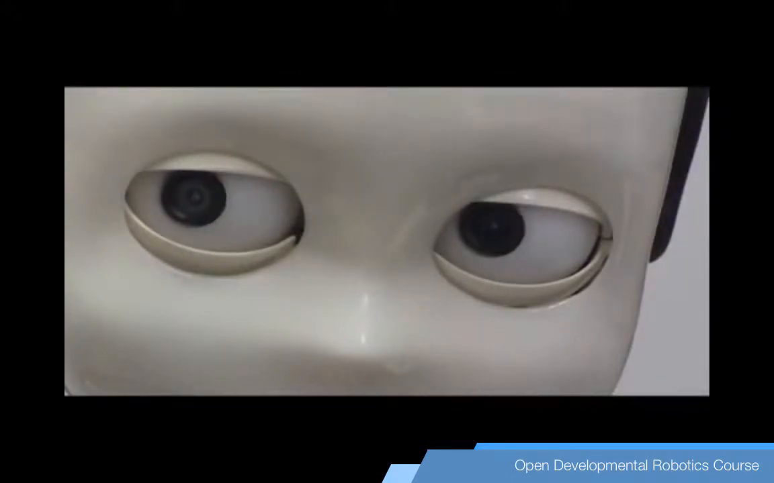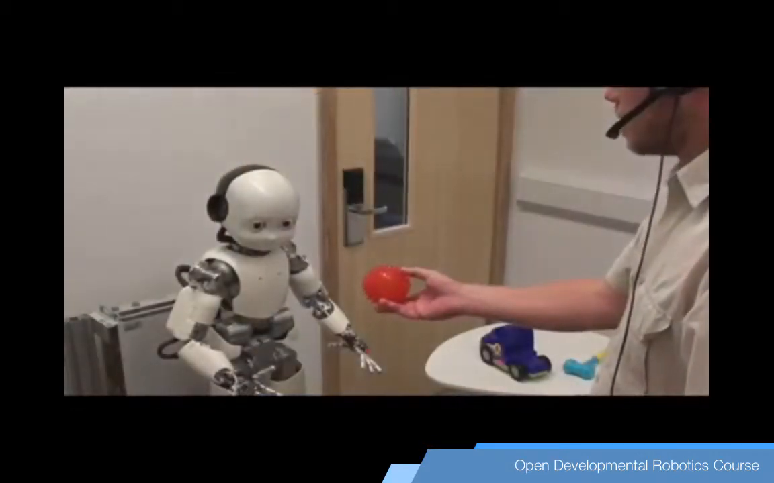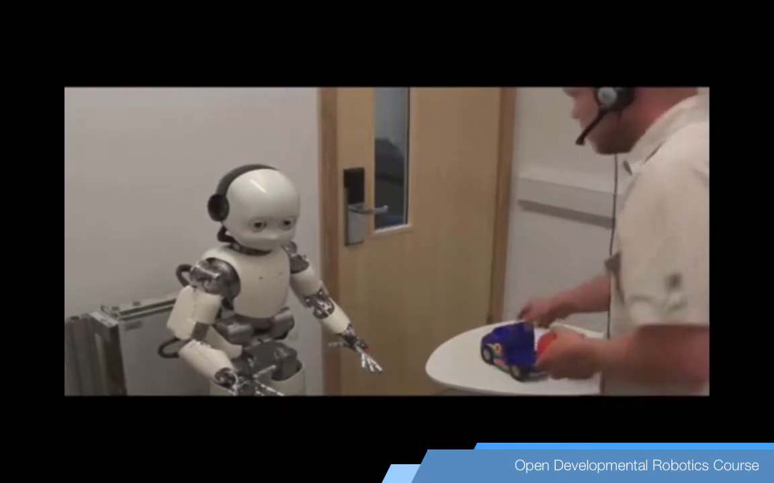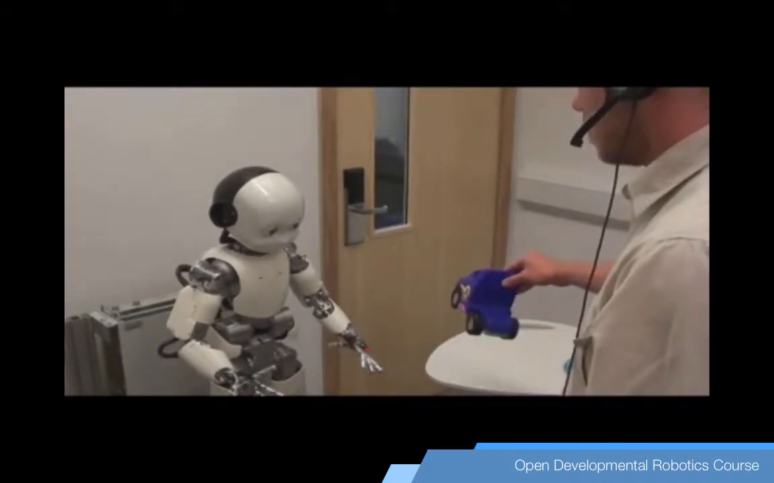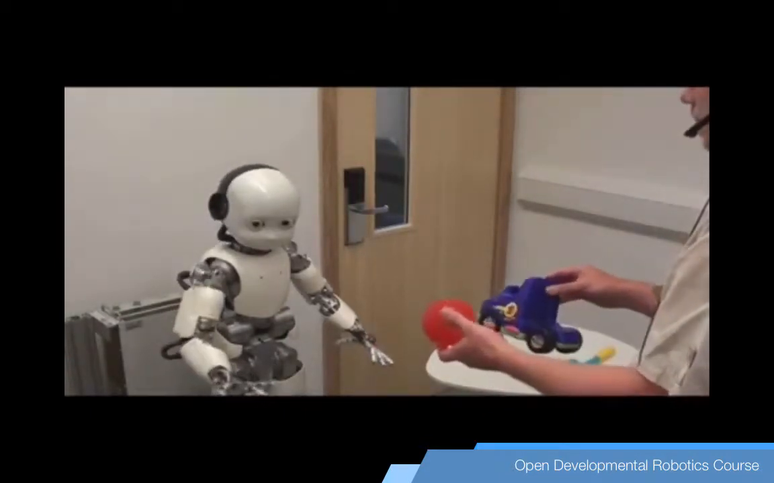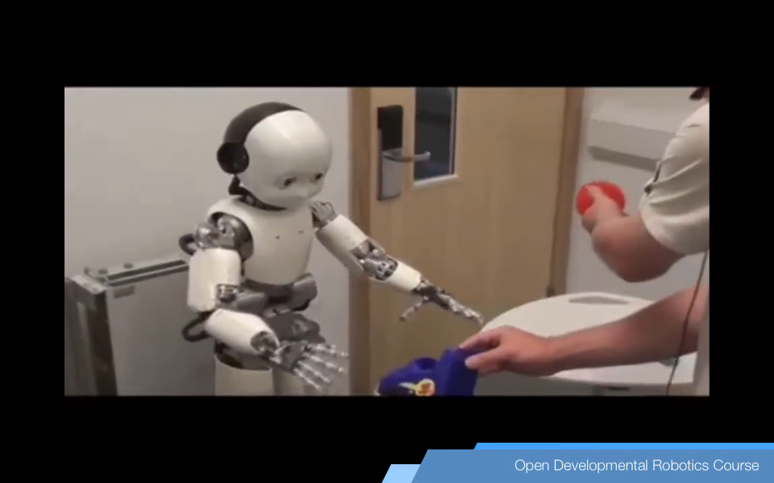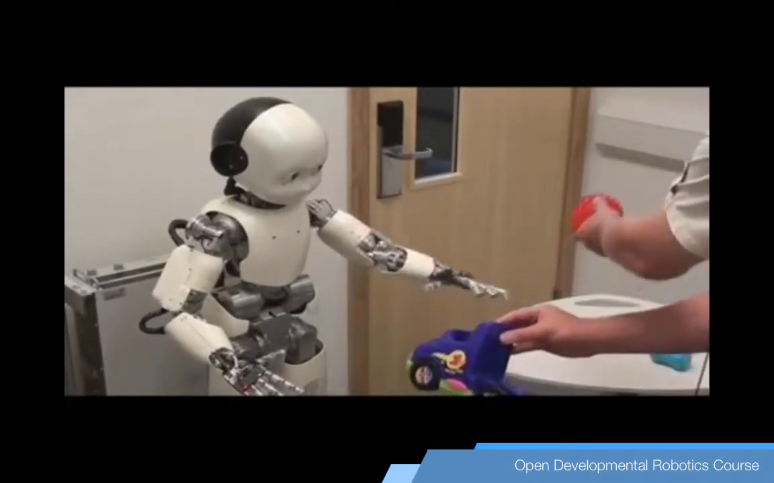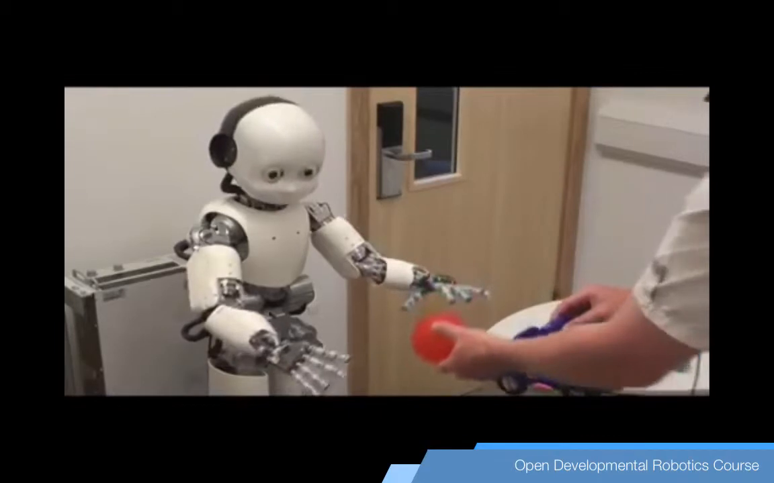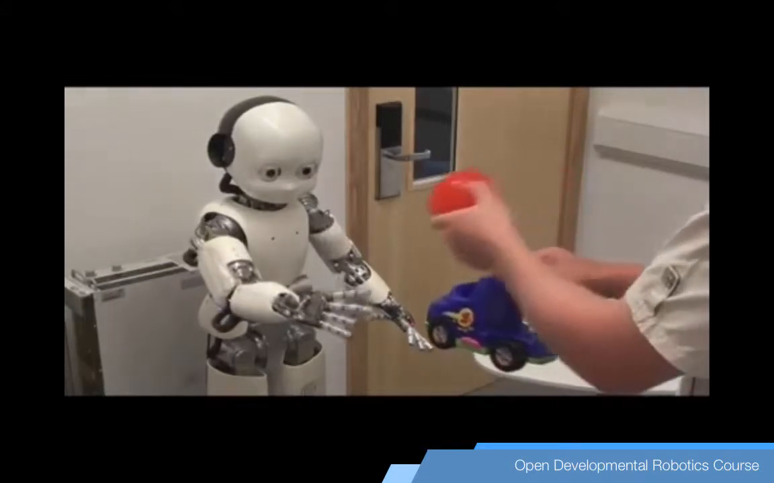So this is the iCub robot, and today we're going to teach it the names of some objects. I have here a truck and a ball, so let's see how we go. Ball. Truck. Find ball. Find truck.